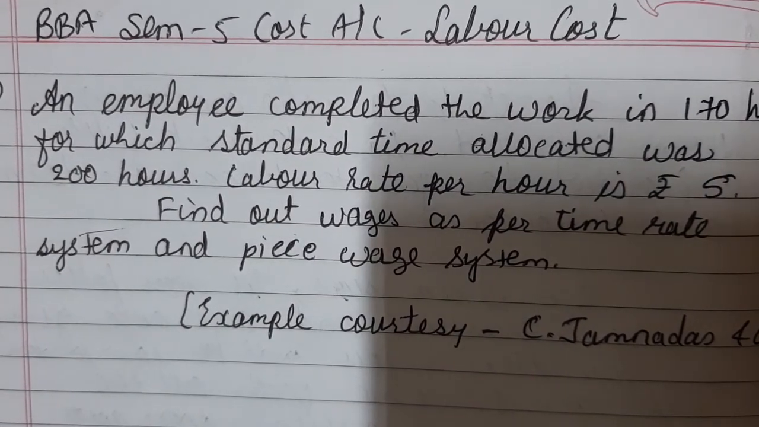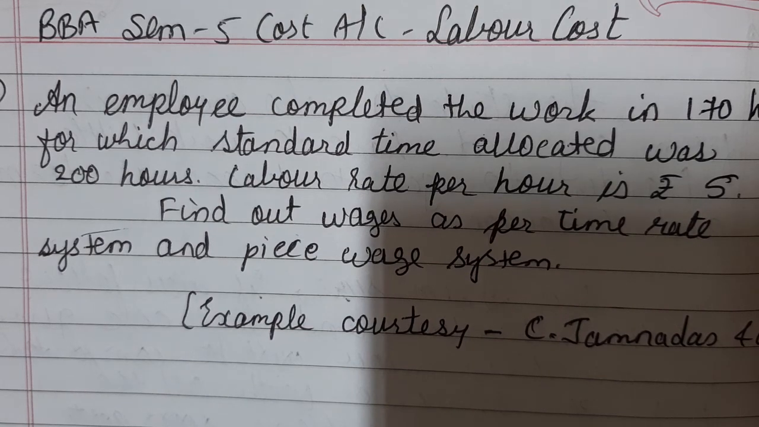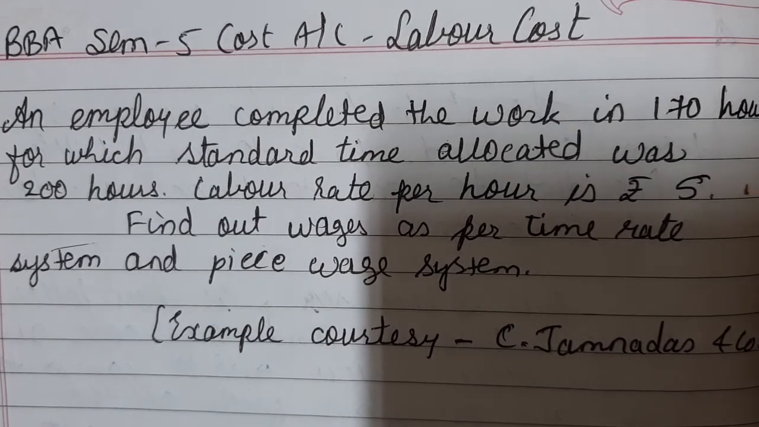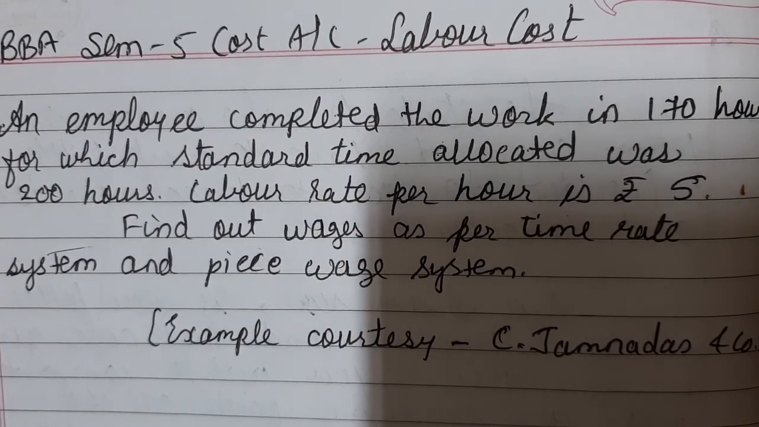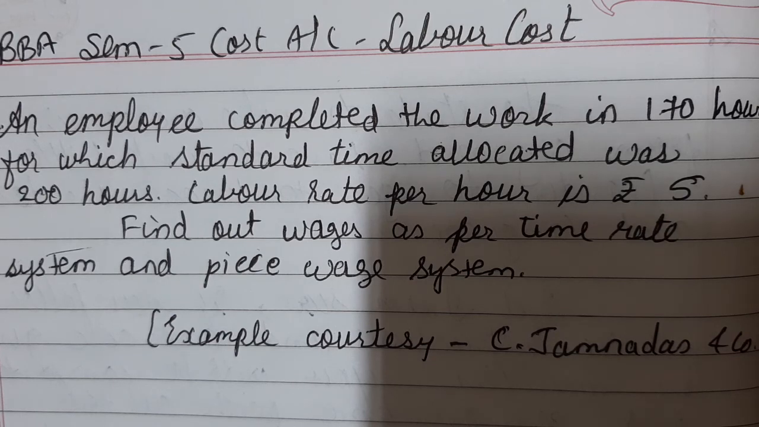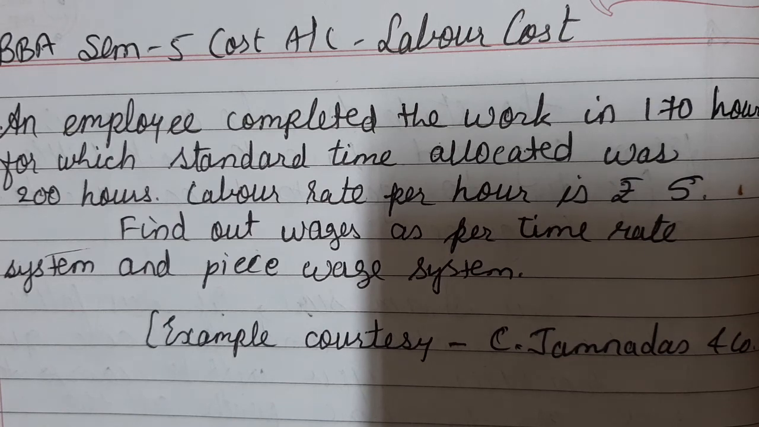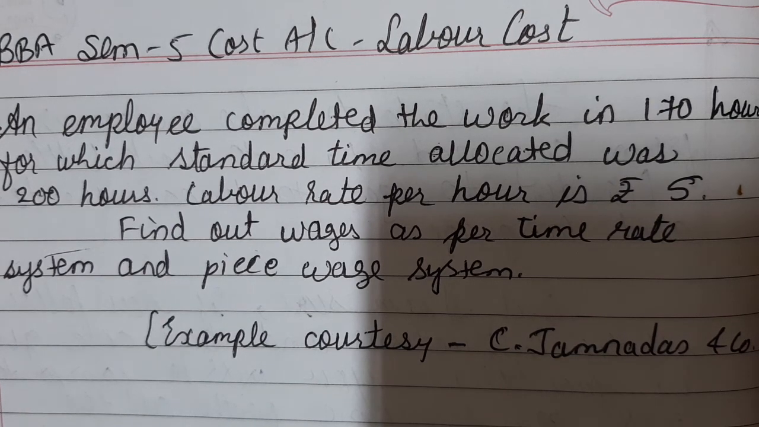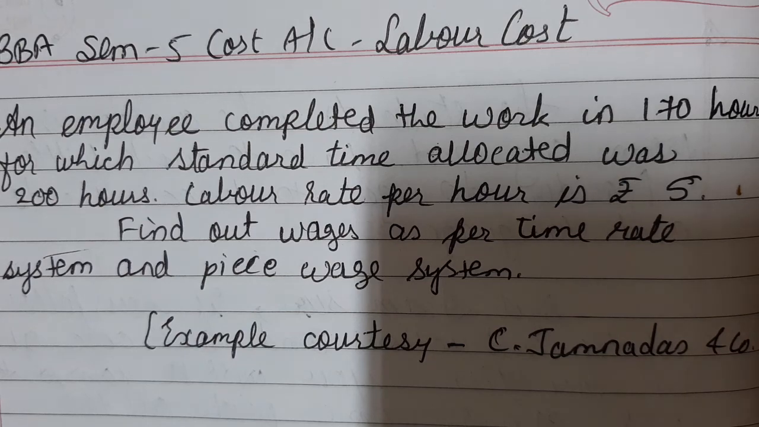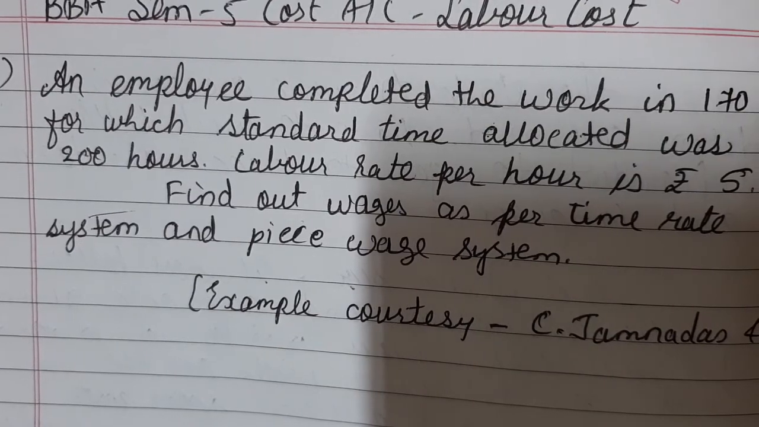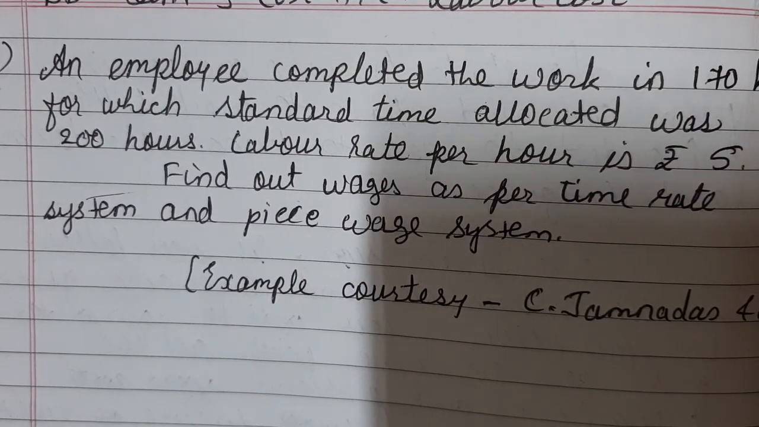Today we are going to solve the example of labor cost as per different wage systems. In the last video session, I explained the different wage systems and labor turnover rate. We discussed time wage system, piece wage system, Halsey plan and Rowan plan along with the formula. So today onwards we are going to solve the example of the same. I have written down the example on the book for your convenience, so I am just reading it out first and then we are going to solve the same.